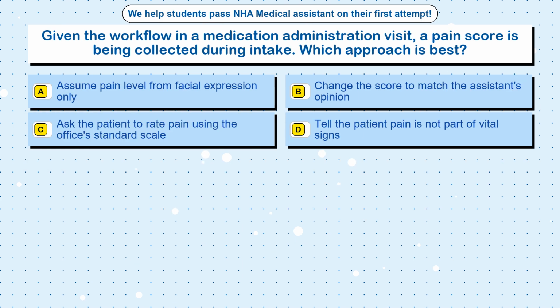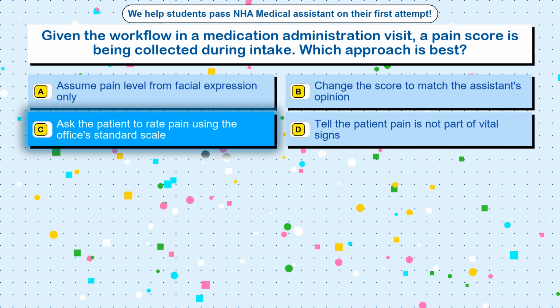Question 80. Given the workflow in a medication administration visit, a pain score is being collected during intake. Which approach is best? Option A, assume pain level from facial expression only. Option B, change the score to match the assistant's opinion. Option C, ask the patient to rate pain using the office's standard scale. Option D, tell the patient pain is not part of vital signs.